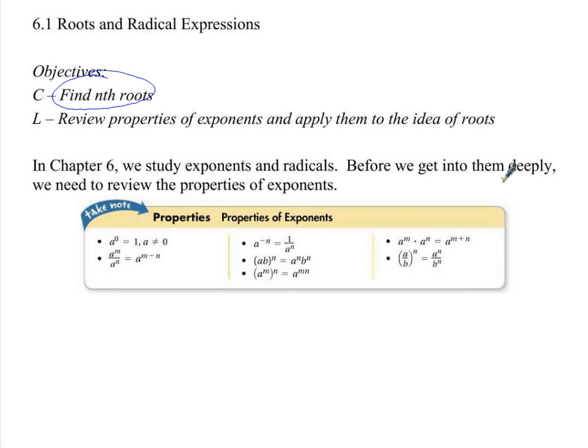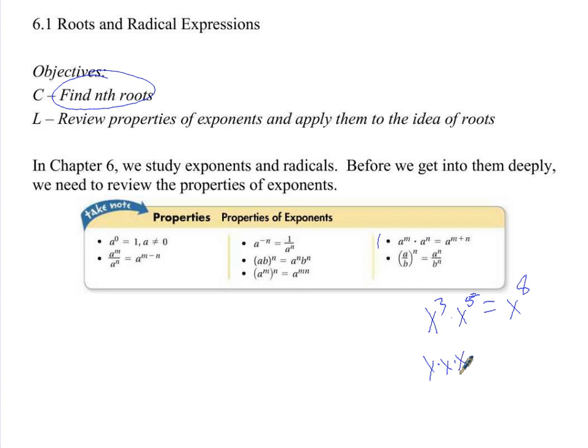So first of all, I'm going to take this one first. a to the m times a to the n is a to the m plus n. What that's saying is when you multiply like bases, what do you do to the exponents? You add them. So for example, x to the 3rd times x to the 5th becomes x to the 8th. Now the reason for that is x to the 3rd is x times x times x.